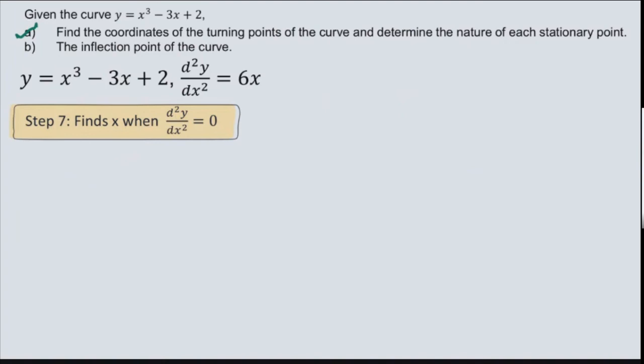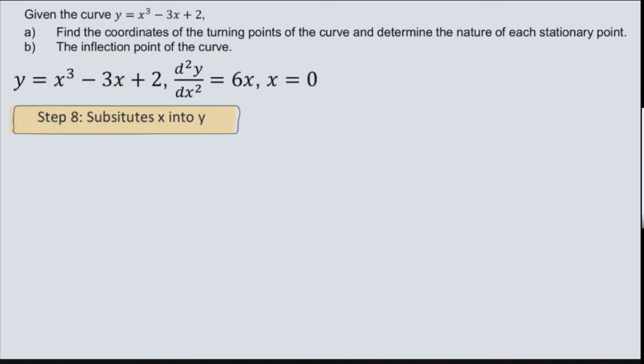Okay. So for step 7, we already solved question A. Now we are going to solve question B. So we need to find x when the second derivative equal to 0. So let's do this together. So 6x equal to 0, we got x is 0. Okay, now we are already at the last step. So we need to substitute the x that we got just now into the y. So when x equal to 0, y equal to 0.